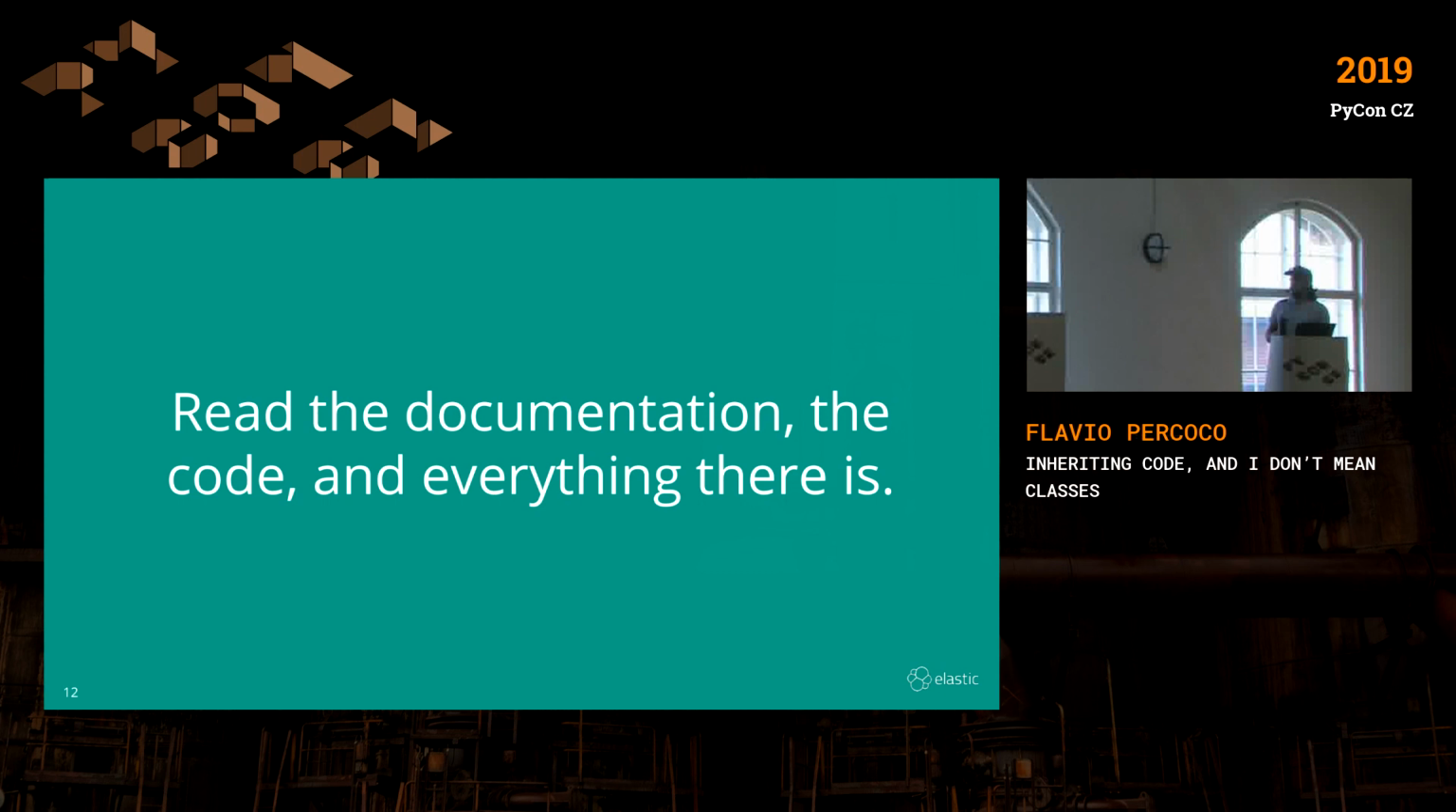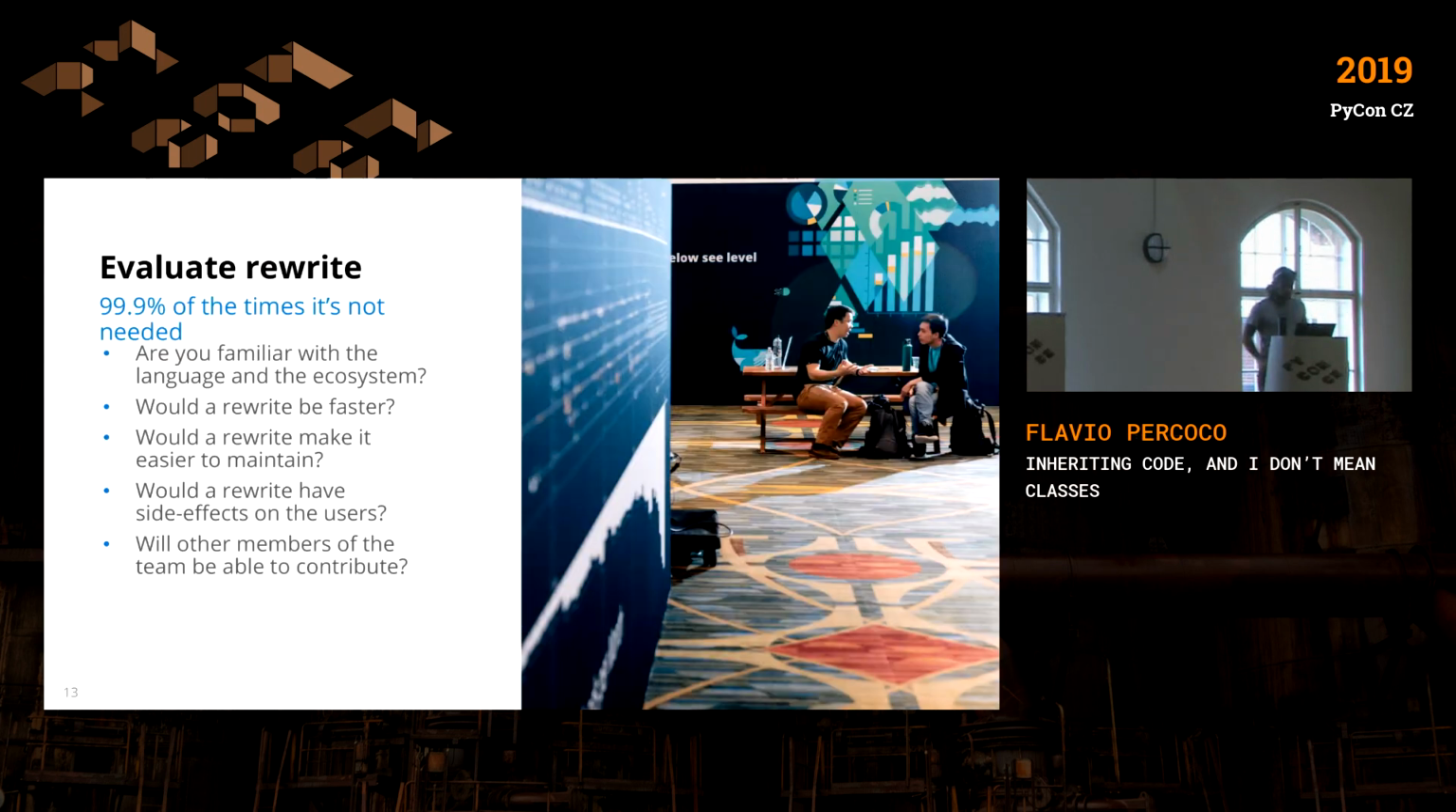Read the documentation, read the code and everything there is. This is the moment when you start reading in more detail all the code that has been given to you. You have run the software, you know why it is failing. You can start debugging all those failures and start familiarizing yourself with the code base specifically and not so much with the entire ecosystem. But you also have to evaluate a rewrite.